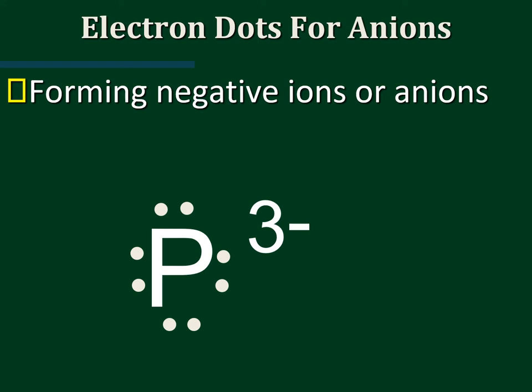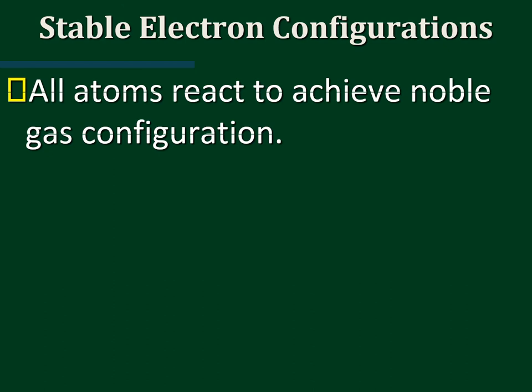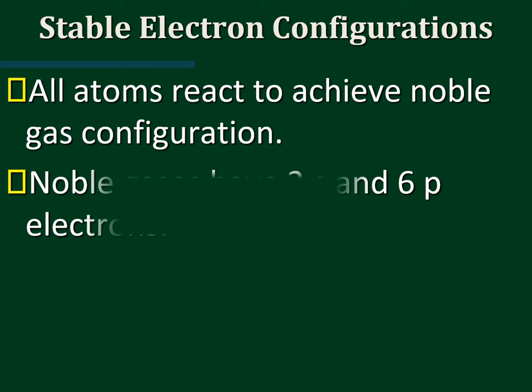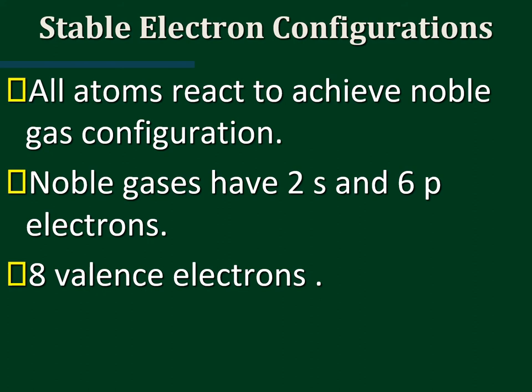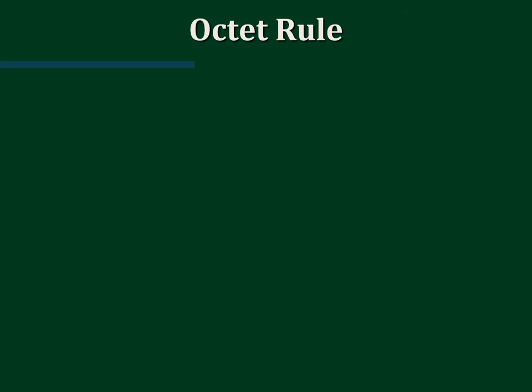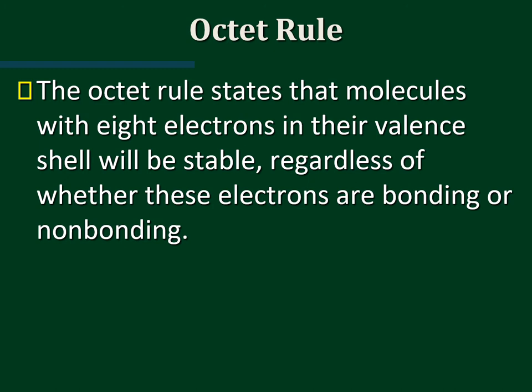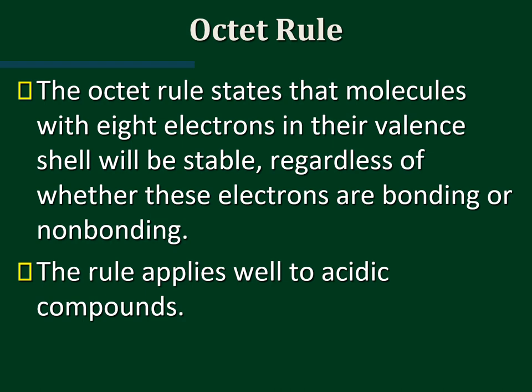Stable electron configurations. So all atoms react to achieve noble gas configuration. Noble gases have 2 s and 6 p electrons, and 8 valence electrons called the octet. So the octet rule states that molecules with 8 electrons in their valence shell will be stable, regardless of whether these electrons are bonding or non-bonding. So the rule applies well to acid compounds.